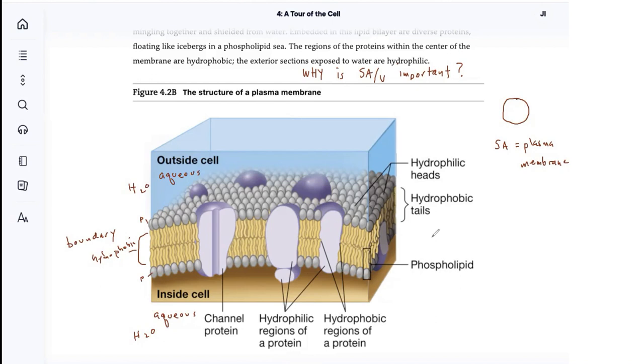Okay? What do all cells need to take in? Maybe food, maybe oxygen if it's an aerobic cell. Let's just think about food. A food molecule like glucose has to get in the cell through the plasma membrane. Once the glucose gets in, it's going to feed the stuff that's on the inside. Stuff on the inside is the volume.